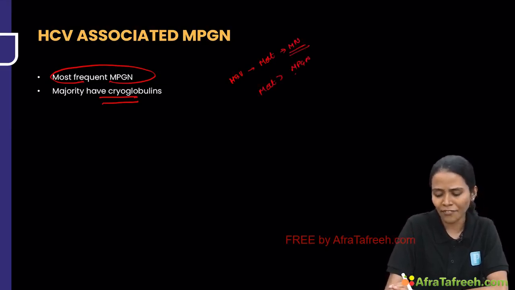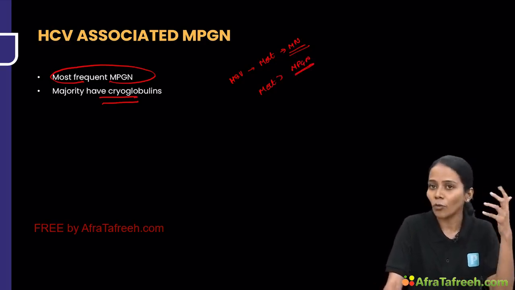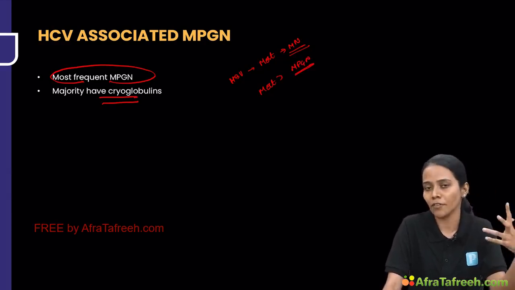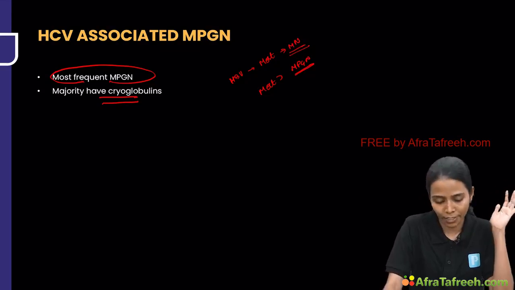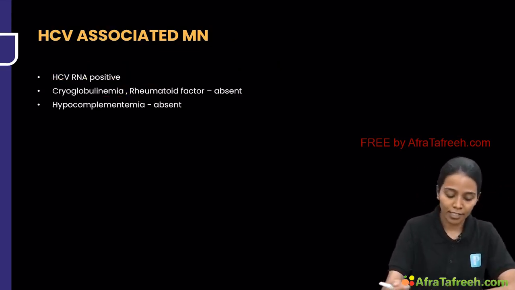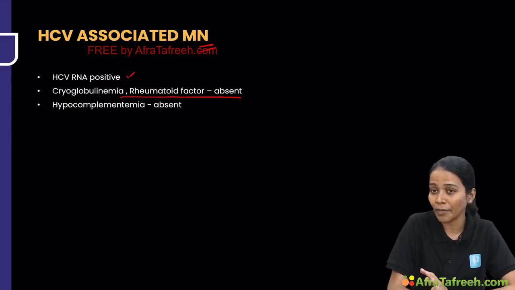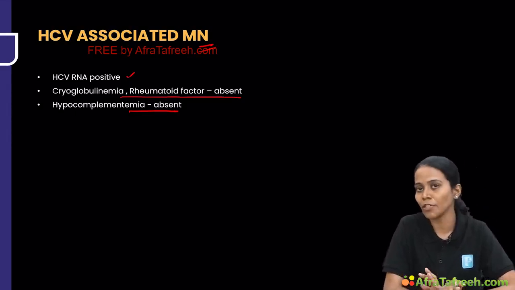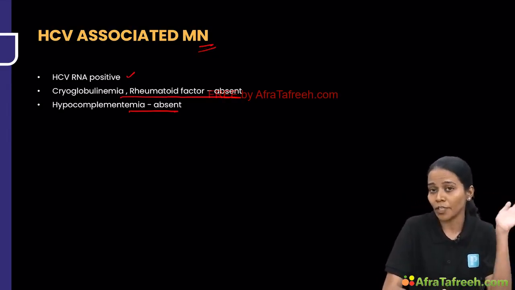Okay, so basically wherever it goes and deposits and what inflammation it causes are important, and how each infection the response differs is based on where the antigen is located or where the antigen is going to create a response. Now, HCV associated membranous nephropathy generally will have HCV RNA positive. Cryoglobulinemia or rheumatoid factor are going to be absent and hypocomplementemia is going to be absent. So in this membranous nephropathy, unlike in membranous nephropathy with HBV where 50% had hypocomplementemia, type 3 cryoglobulins were seen.